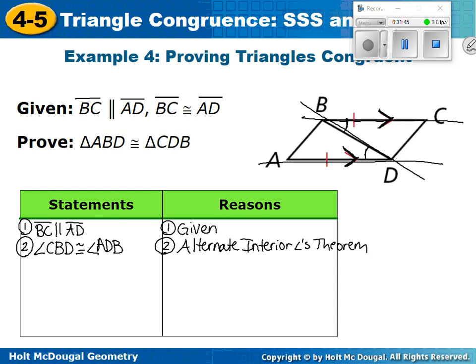Okay, do you see how we took our given? We thought back to chapter 3, what do I know about parallel lines? And then we marked the parts that were congruent. Mark it in your picture, write it in your proof. Then go to your next given.